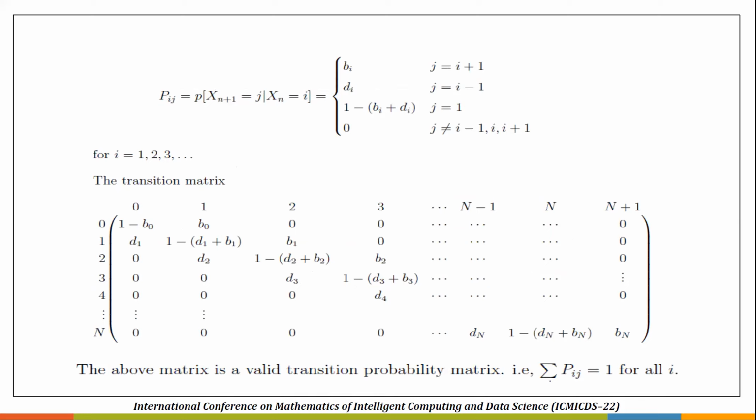So the probability from one state i to another state j can be defined formally like this, and we can construct the corresponding matrix of transition probabilities. That is a valid transition probability matrix in the sense that the sum of elements in each row is exactly 1. So this is the transition probability matrix corresponding to the general birth and death processes.